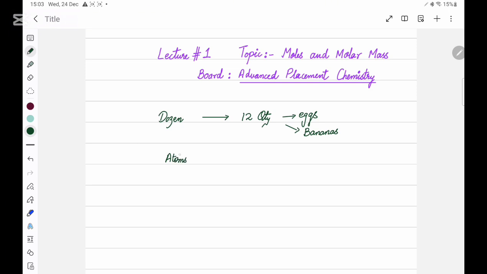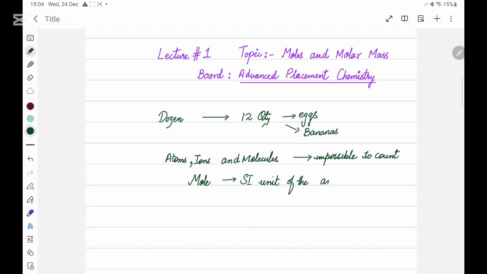In a similar way, atoms, ions, or molecules are quite small, so it is impossible to count them. Because of the convenience, scientists suggested a unit named the mole to represent the quantity of a substance. So, the mole is basically the SI unit of the amount of substance.